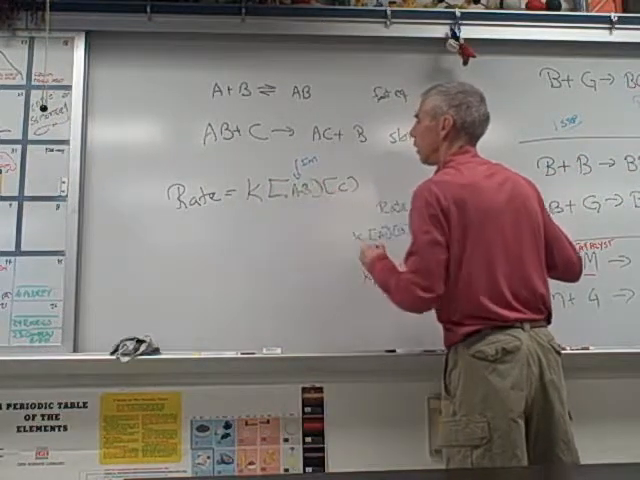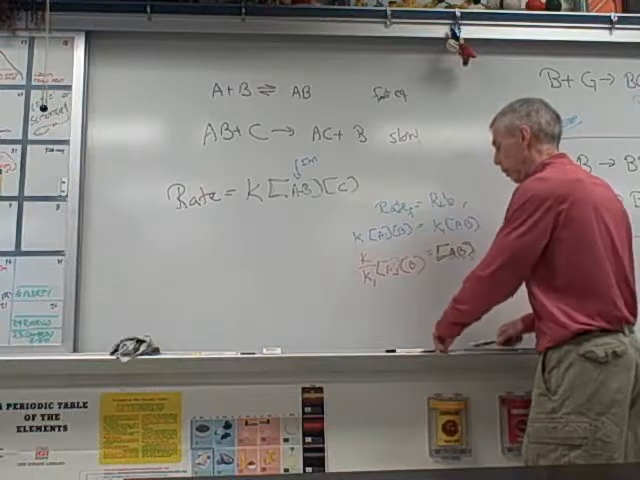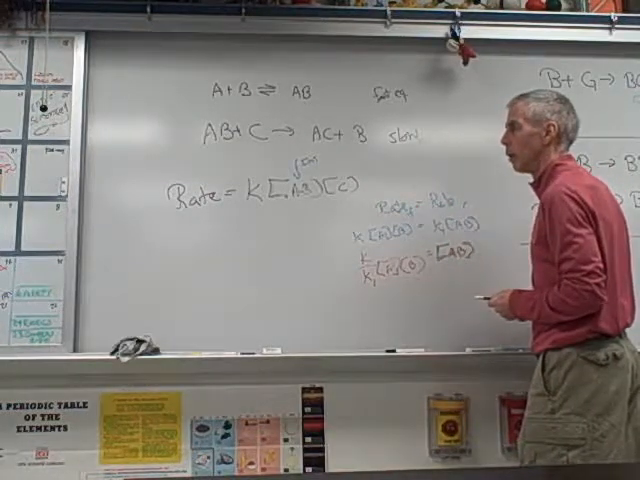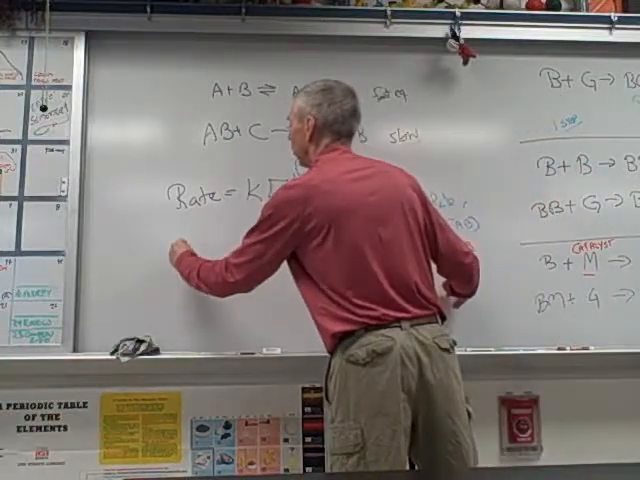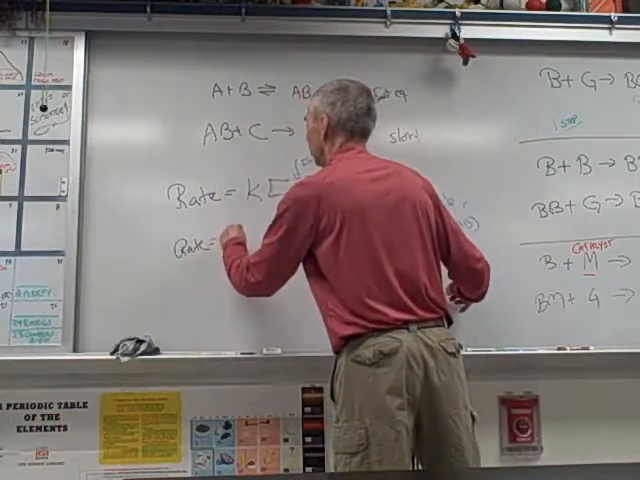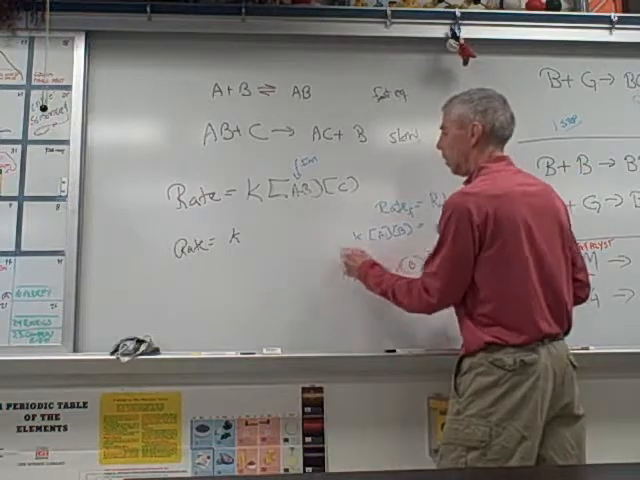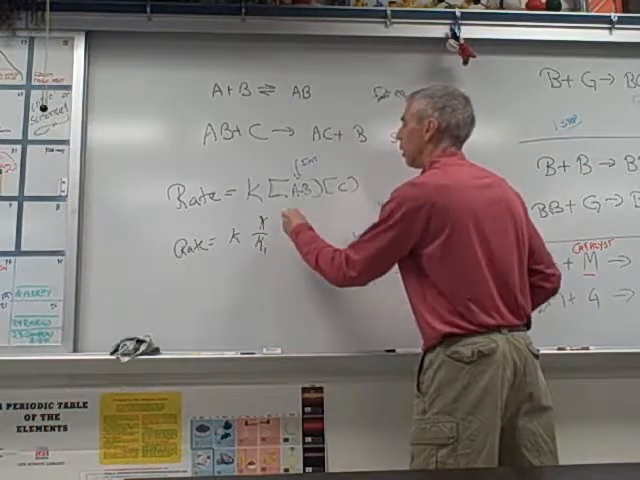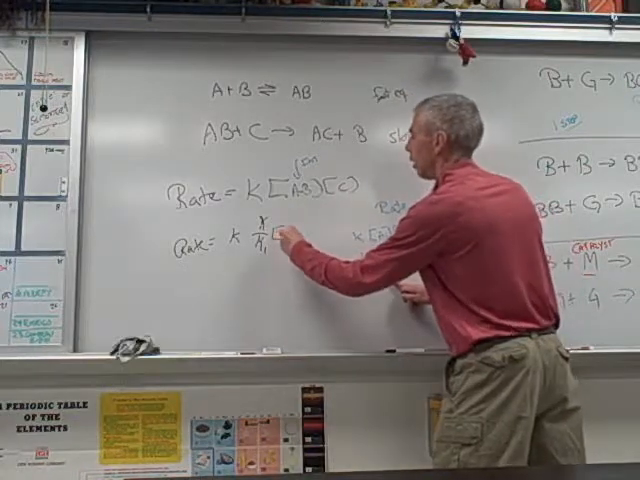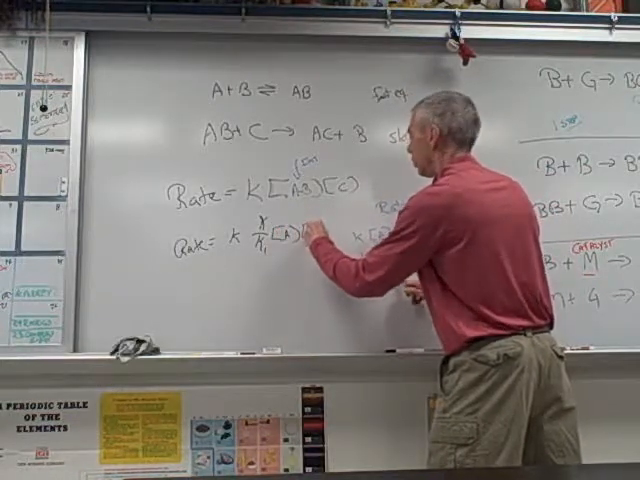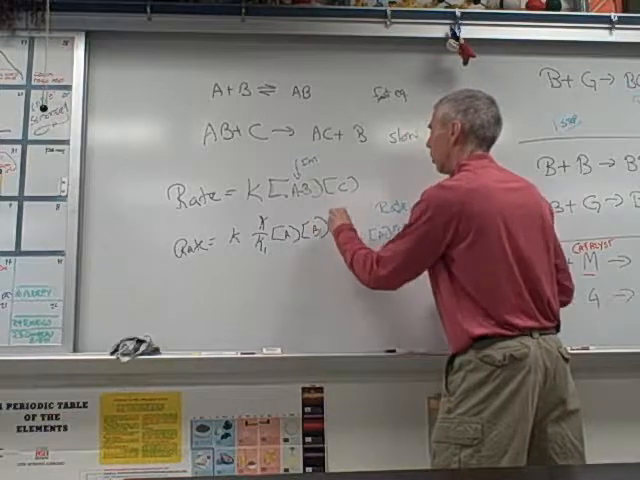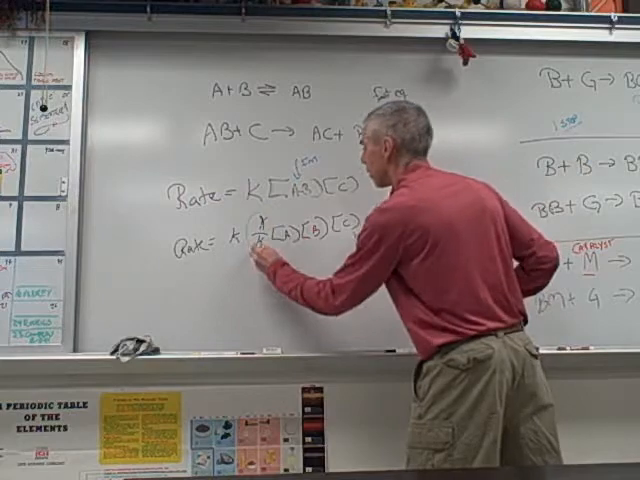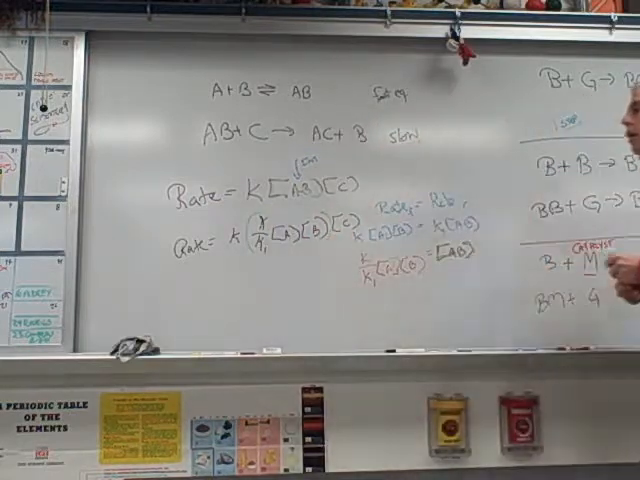We want to get AB out of there. So we're going to rewrite the equation, taking all of that and placing it where AB is. So the rate overall is going to look like this. Rate equals K times, this is a different K, over K1, times A times B times C. So all of this is what we just substituted in for AB.